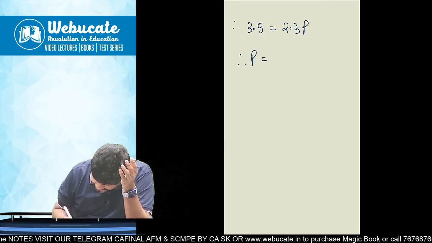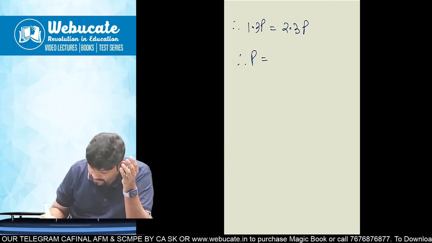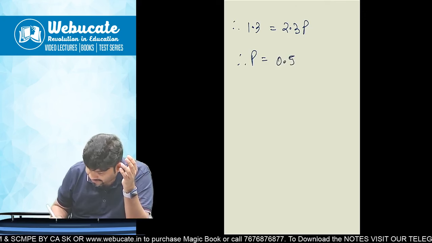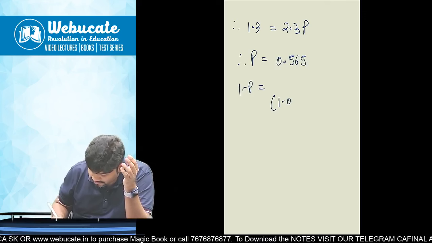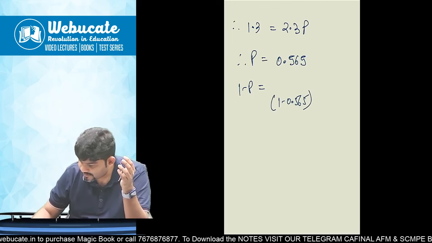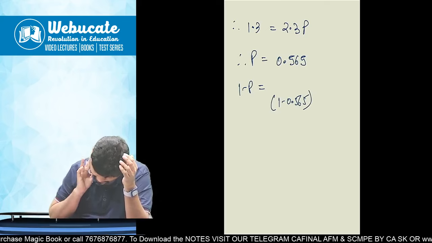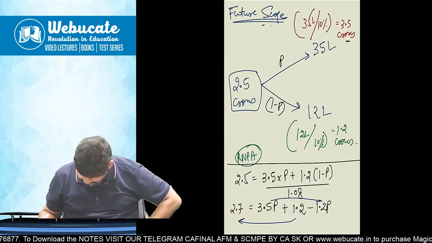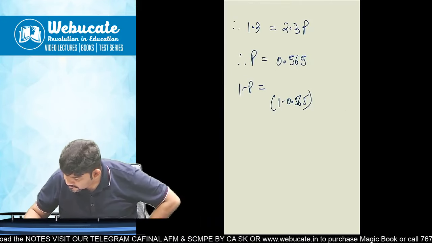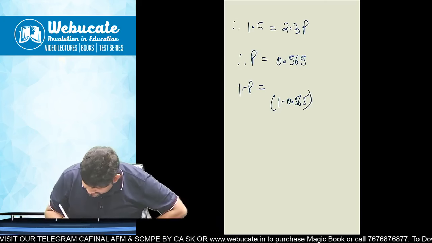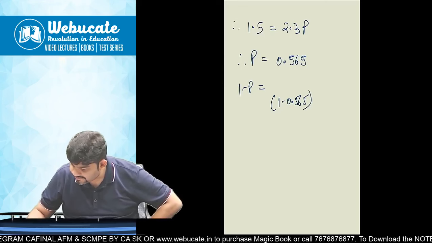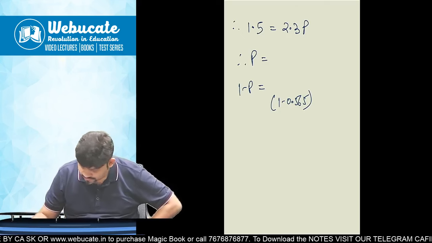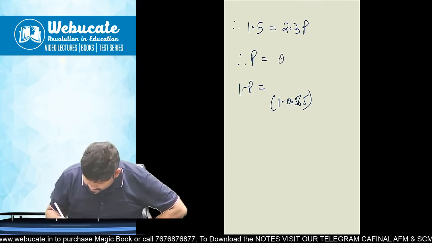Sorry, so 1.3 is equal to this. So P is equal to 1.3 divided by 2.3, which is 0.565. 1 minus P is 1 minus 0.565, which is 0.435. Oh, you're saying there's a calculation mistake. What is it? Can you tell me? So 2.7 minus 1.2 is 1.5, and I had written 1.3. Okay. So 1.5 divided by 2.3 is 0.652.